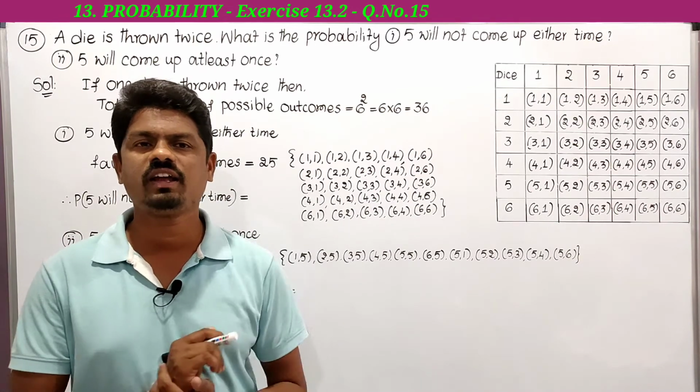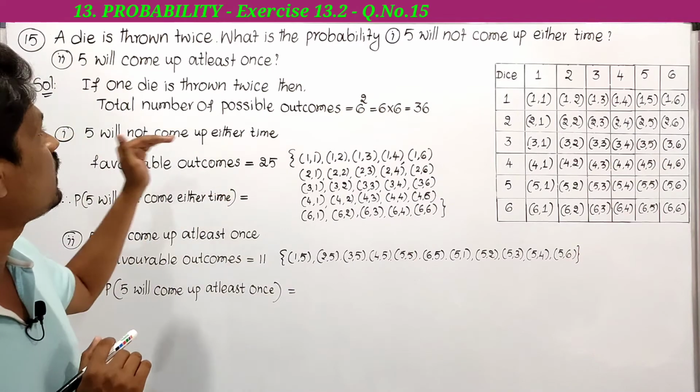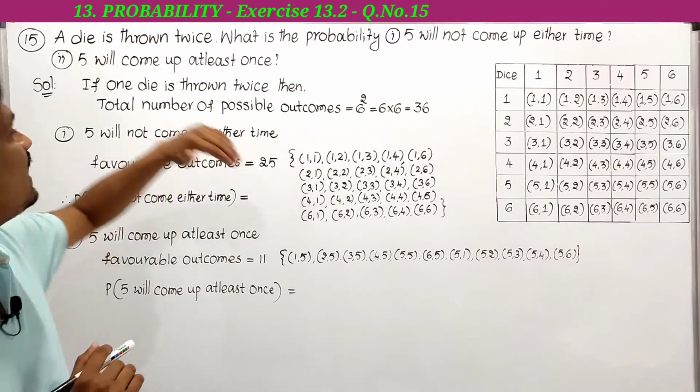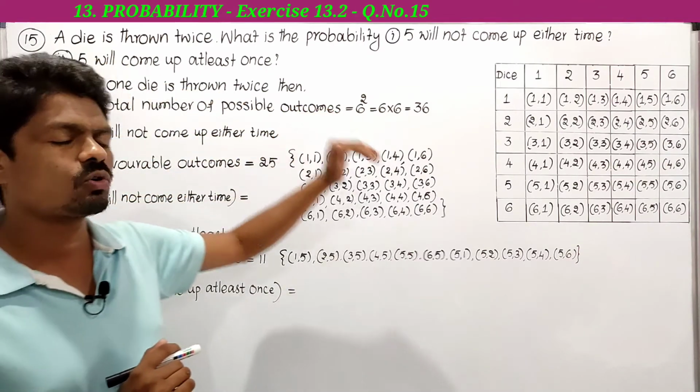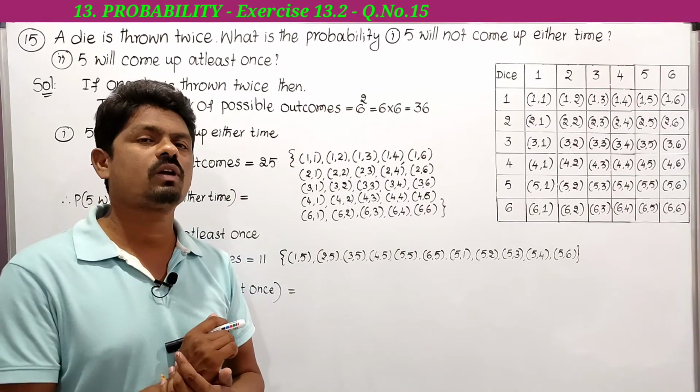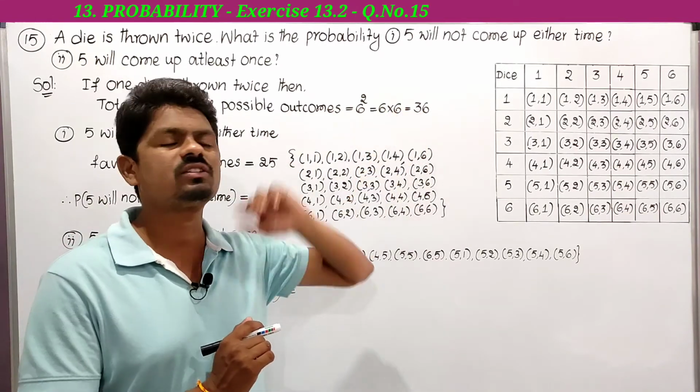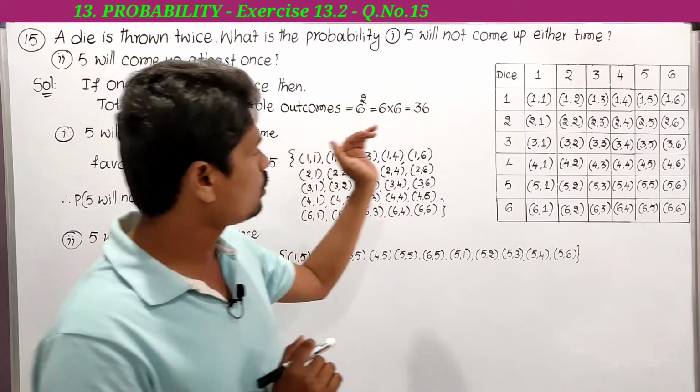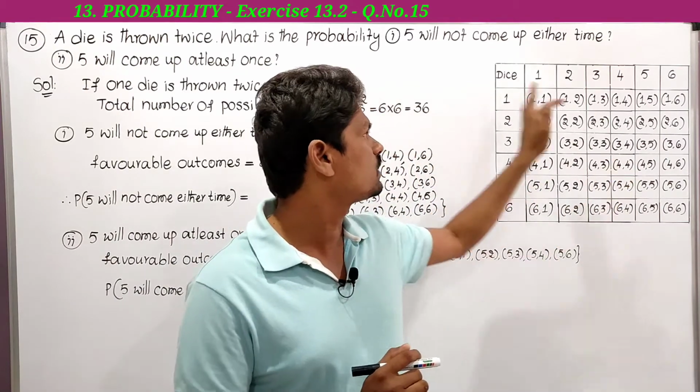He has given in hint. So here one die is thrown twice, then the total number of possible outcomes equal to 6 to the power 2, that is 6 into 6, 36. So the total 36 possible outcomes are here.